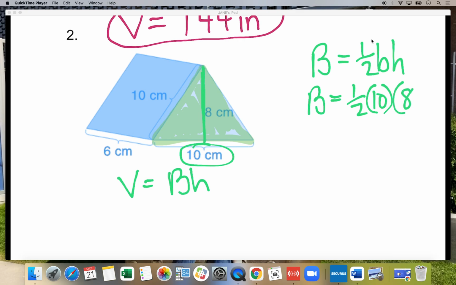So I'm going to take 8. Sometimes they give it to you, sometimes they don't. So it kind of depends on the shape. My area of my base then would end up giving me 40.